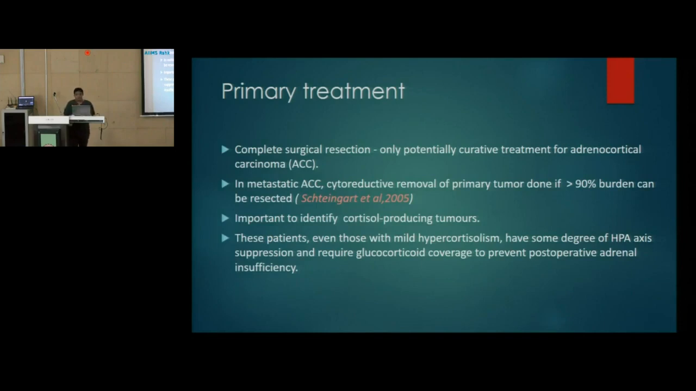In metastatic adrenocortical carcinoma, cytoreductive removal of the primary tumor is done if we can remove more than 90% of the tumor. It is important to identify cortisol producing tumors. These patients, even those with mild hypercortisolism, have some degree of hypothalamic-pituitary-adrenal axis suppression and require glucocorticoid coverage in the peri-op period and in the post-op period.